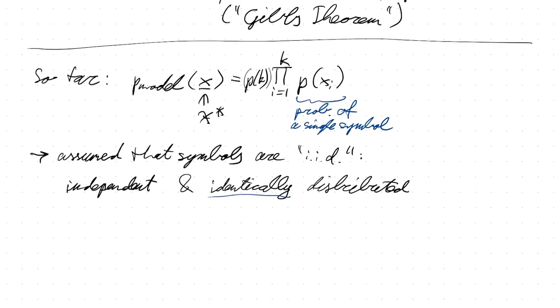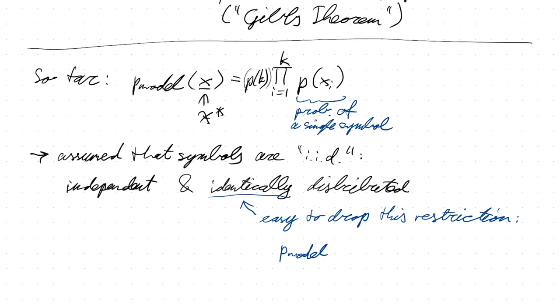And this is also just a minor point here. Identically just means that so far, for every symbol in that sequence, we've used the same probability distribution, but that's actually something that we could easily drop. It's easy to drop this restriction. So we could just say that instead the P model of the message should be again some probability of the length of the message times the product for i equals 1 to k of the probability pi, so a different probability for every symbol.